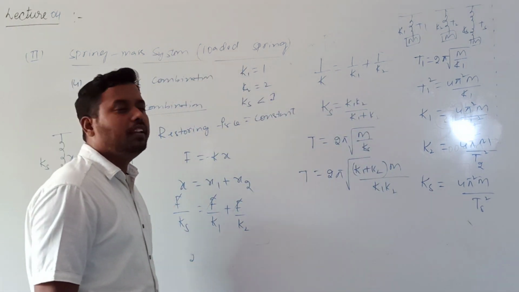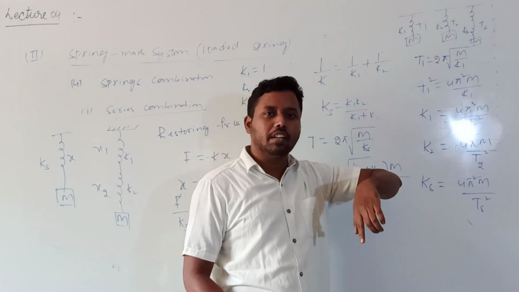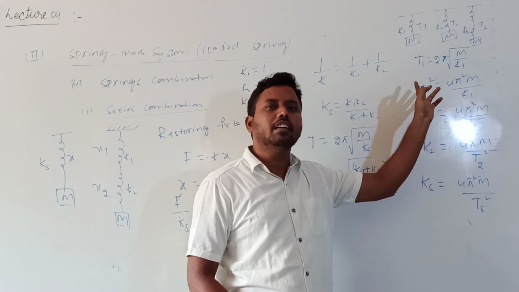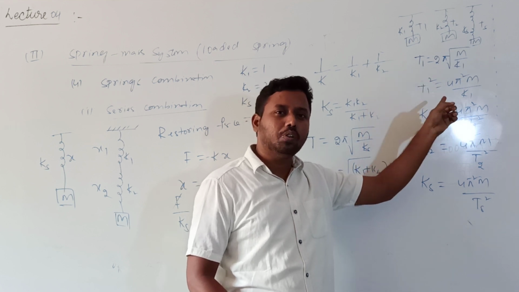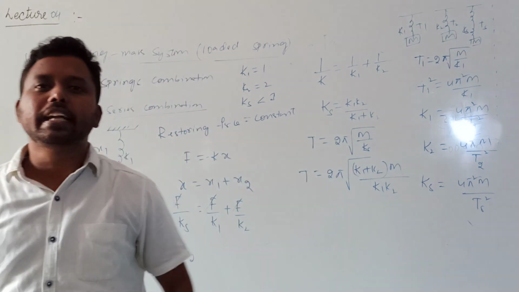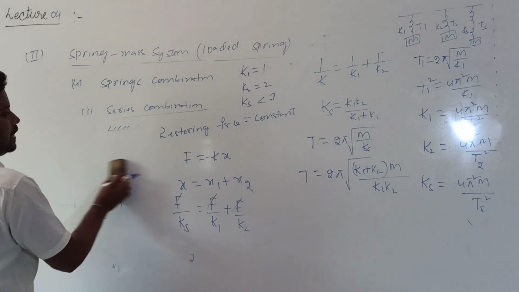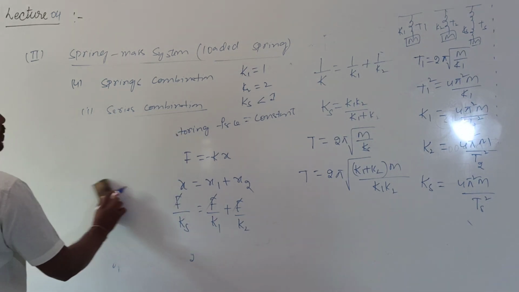Point clear? When the first spring is connected to the block M, the time period is T1. When the second spring is connected to block M, the time period is T2. When the two springs are connected in series, the time period value is given by Ts. So now I want to obtain the relation between T1 value, T2 value and Ts value.